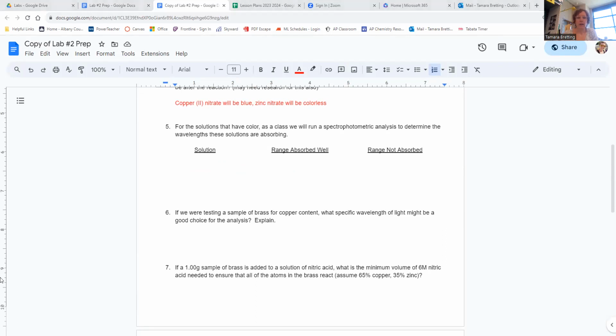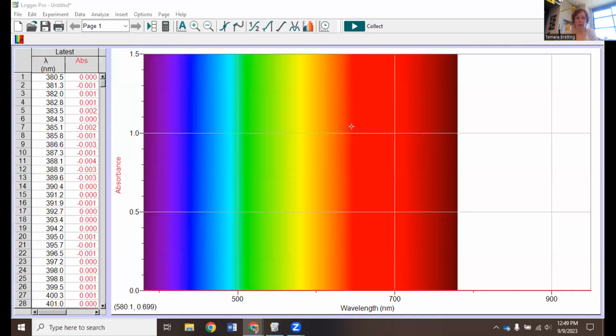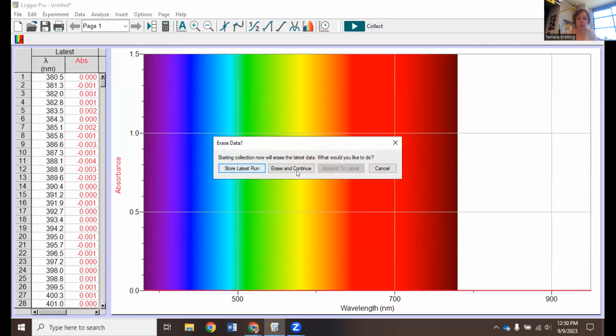So I'm going to actually show you what that was supposed to look like right now. Hopefully you can see the screen now that shows our spectrum of colors here. And I have calibrated the instrument with a blank cuvette, so with distilled water in it. And what I'm going to do is collect wavelengths for copper, zinc, and I'm going to do iron as well. Okay, so I'm going to first do copper.